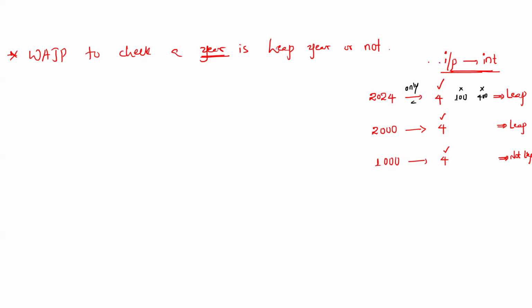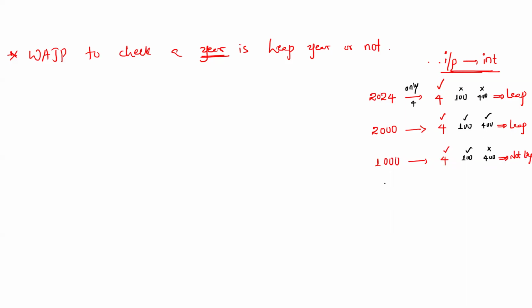But here, if a number is divisible by 4, then 100 we have to check. Is it also divisible by 100? Is 2000 divisible by 100? Yes. Then we have to check for 400 also. If only 4 is correct, then leap year. If all 3 are correct, then leap year. But in the 1000 scenario, 4 is yes, 100 yes, 400 no. So in this scenario, it's not a leap year. So this is the program we have to write.